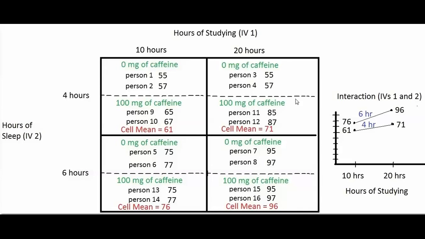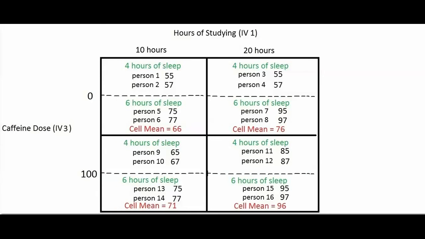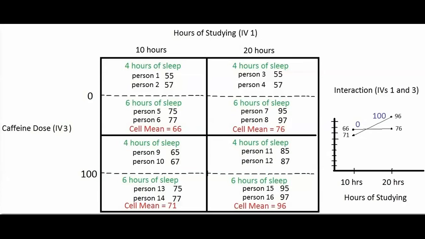If you want to look at the interaction between IVs 1 and 3, we have to collapse the second independent variable of hours of sleep and make a 2x2 design. That's what I did here. Now the columns are the 2 levels of studying, and the rows are the 2 levels of caffeine dose. And we have 4 cells. Each cell mean is just the mean of the 4 people in the cell. We can plot the 4 cell means in a graph and see if they're parallel.